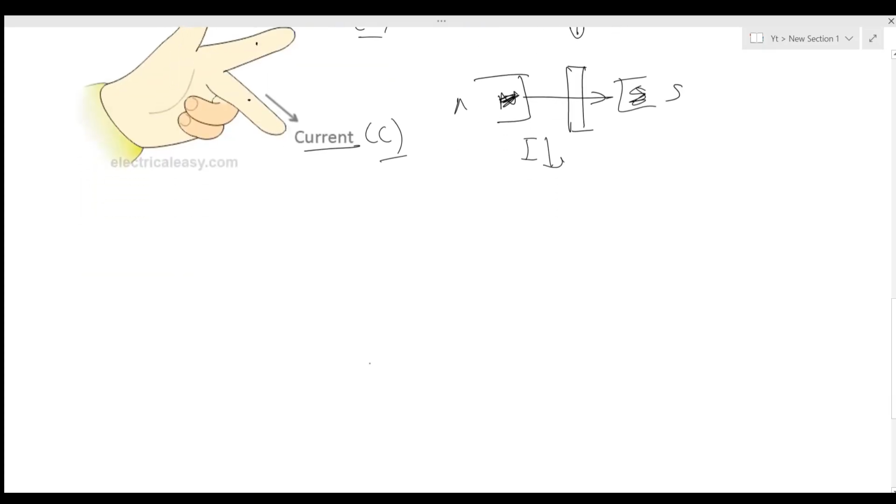Okay, so let's try another example. So these are two poles, unknown. No, wait, actually let's make this known, north and south. And this is a current carrying wire.